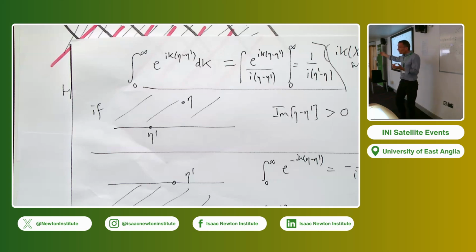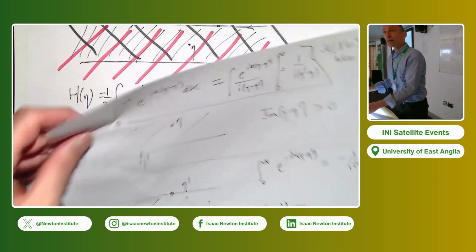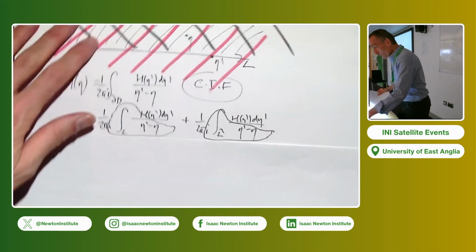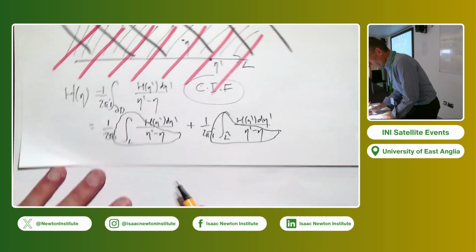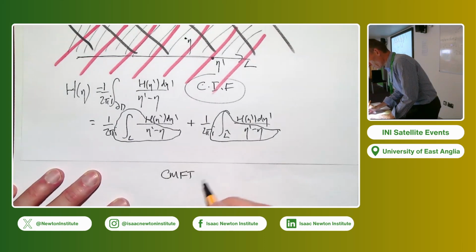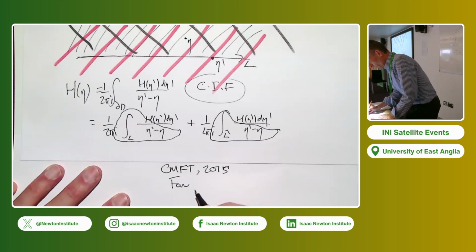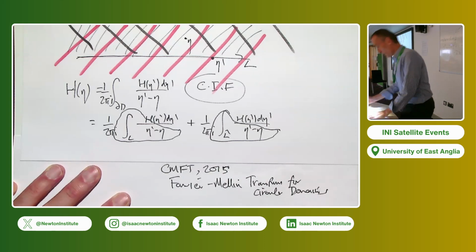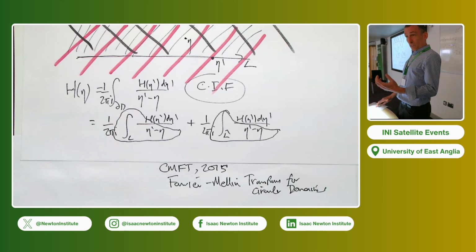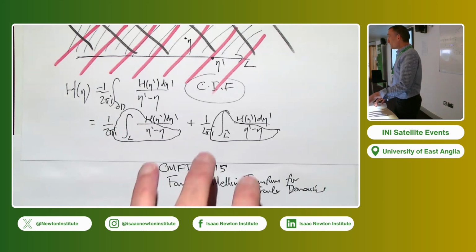I do have to use Cauchy's integral formula, but that's the non-trivial result. Do you want me to go on? I haven't got much time, but basically, here's what you do. By the way, there's a paper of mine in CMFT Journal in 2015. It's called Fourier-Mellin transforms for circular domains. If you want to see it all done properly, but I've just given you the idea.